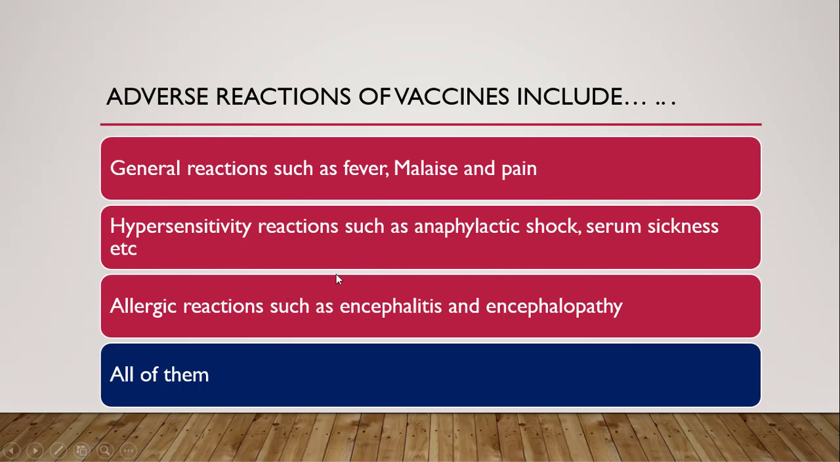Another type of hypersensitivity reaction is serum sickness. Serum sickness consists of a pattern like fever, rash, edema, joint pains, etc., and it occurs within 1 to 2 weeks of injection after the administration of serum. So, for that reason, serums should be tested for intradermal sensitivity before injecting, and only then are they administered. Then, it can also include allergic reactions such as encephalitis and encephalopathy, and the last option is all of them. The correct answer is all of them. These types of hypersensitivity reactions, and also allergic reactions like encephalitis and encephalopathy, can all occur.